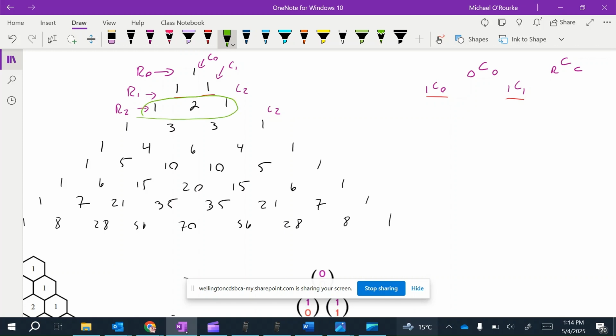Now if we go a little bit further, we do this line here. This would be row 2, column 0. That equals 1. Row 2, column 1. That actually equals 2. And row 2, column 2 equals 1. And we keep going from there.